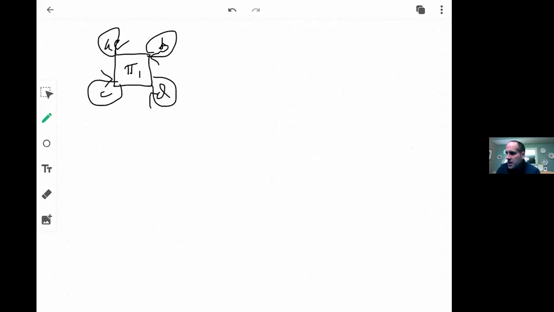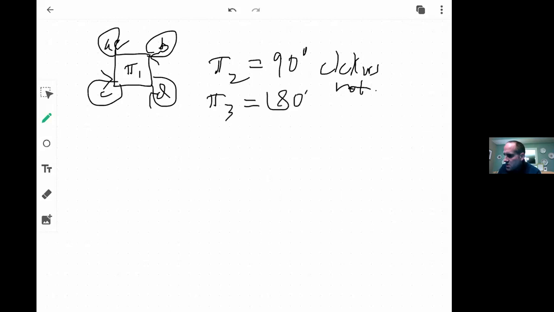What did pi 2 do? Pi 2 was a 90-degree clockwise rotation. Pi 3 is a 180-degree rotation. Pi 4 was a 270-degree rotation. Of course, a 360-degree rotation is basically pi 1. So just as an example, to get our juices flowing a little bit.